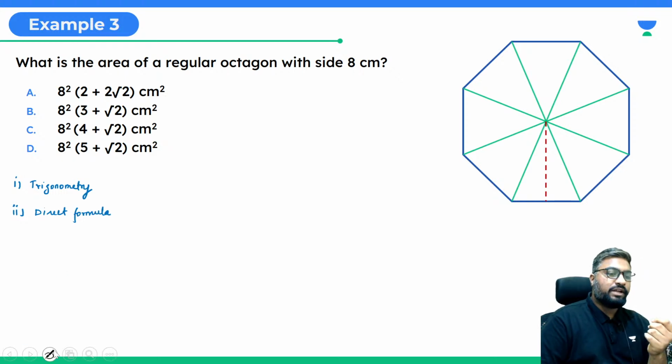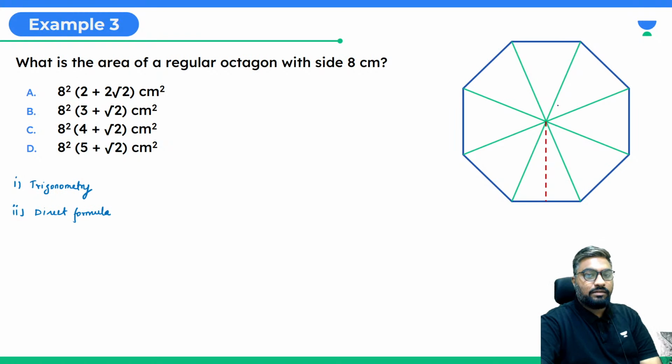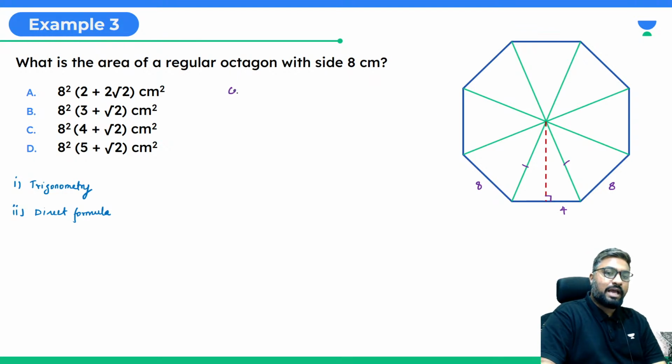Yes. Now, if we try to take the trigonometry route, what will happen? They're saying side is 8 centimeters, so all of these sides are 8 centimeters. Yes, we will form an isosceles triangle. So we know that this will be perpendicular, this will become 4. Okay, one part is done, but look at the central angle. So central angle in an octagon will be how much? 360 degrees by 8, which is 45 degrees, correct?